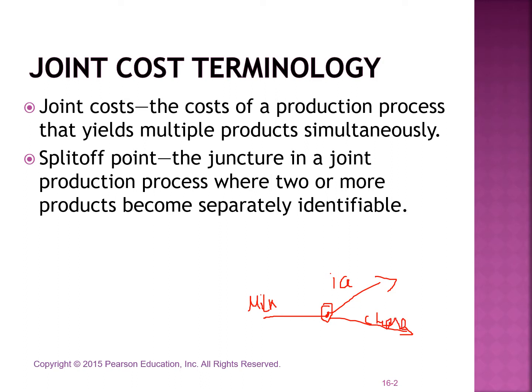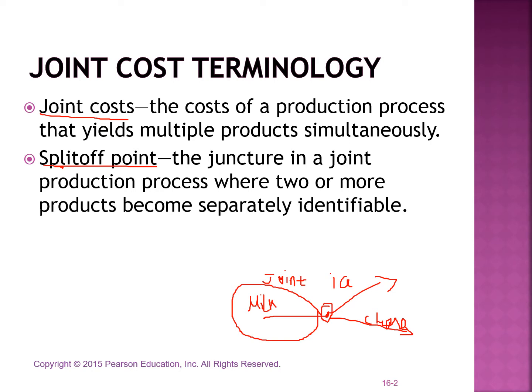So actually, if you are looking here, what will be incurred before the split-off point is called the joint cost. This is the cost of production that can yield, after the split-off point, more than one product. So we call it the joint cost because it is related to all the products that will be produced after the split-off point. It is the cost that will be incurred for multiple products.